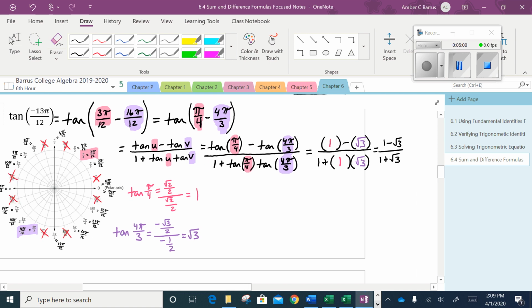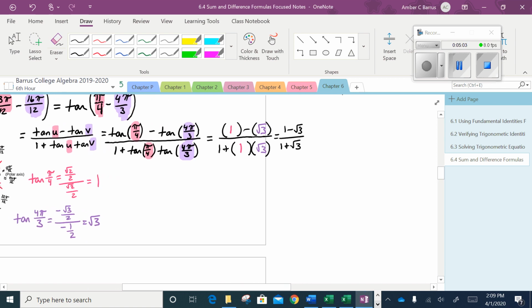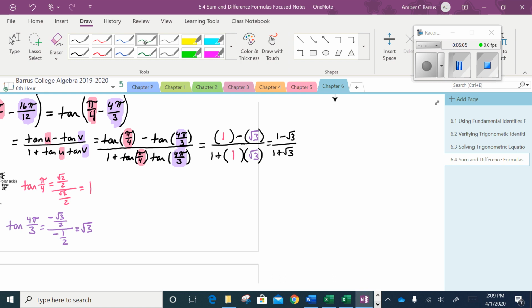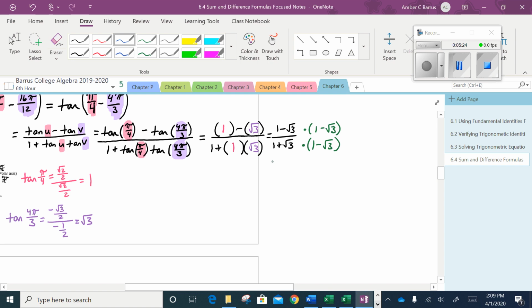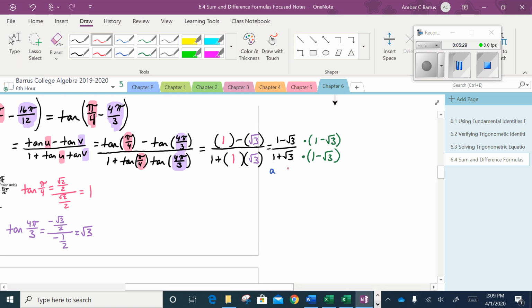Now from here, we need to rationalize that denominator. So we're going to go ahead and multiply by the conjugate of the denominator. So we're going to multiply by 1 minus the square root of 3 to both the numerator and the denominator. And then a fun little trick that we have for multiplying conjugates, so that we don't have to FOIL it all out, is if we consider our 1 is our a value and our square root of 3 is our b value, we simply need to take our a squared and subtract the b squared from it. So let's go ahead and do that.